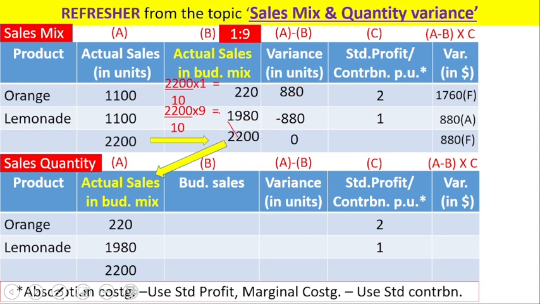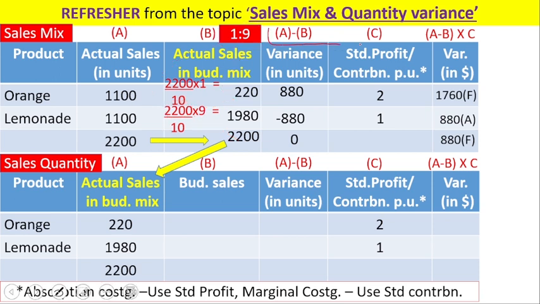So as far as orange juice is concerned, it's 2200 divided by 10. How did I get 10? That's 1 plus 9. Multiplied by 1. What is 1? 1 is the share of the orange juice. So we get 220 here. And as for lemonade, it's 2200, that's the total, divided by 10, that's the total of 1 plus 9, multiplied by 9, which is the share of the lemonade.